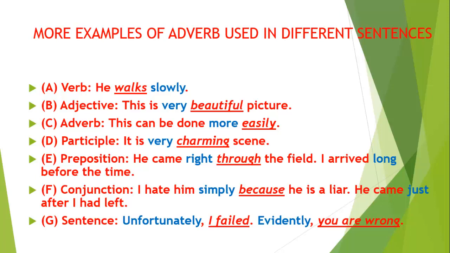Serial number G has two sentences. Unfortunately, I failed. Evidently, you are wrong. In the first sentence, unfortunately qualifies the entire sentence I failed, and evidently qualifies the entire sentence you are wrong. And hence, slowly, very, more, very, right, long, simply, just, unfortunately, and finally, evidently are all adverbs.